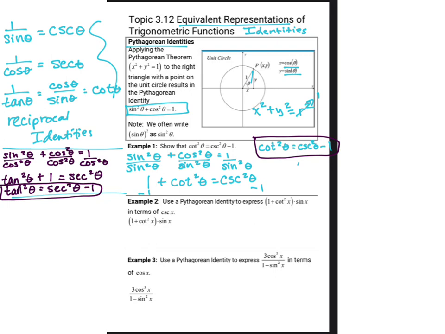Are we clear on that? Okay, so if you're going to hang on to one of those, that's going to be your sine squared theta plus cosine squared theta equals 1. And that just comes from straight up Pythagorean theorem. Okay, so let's go into example 2.